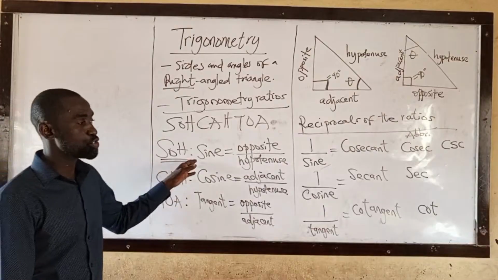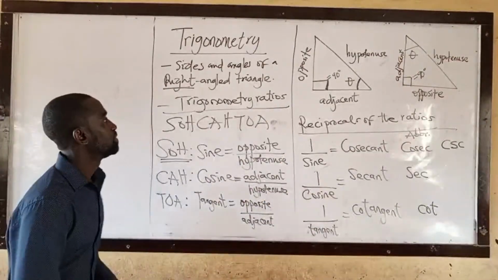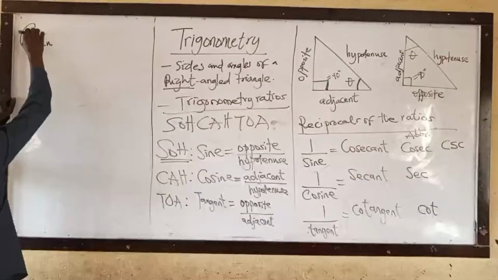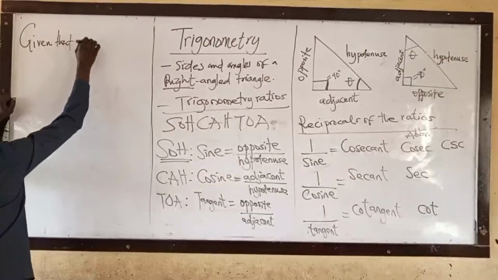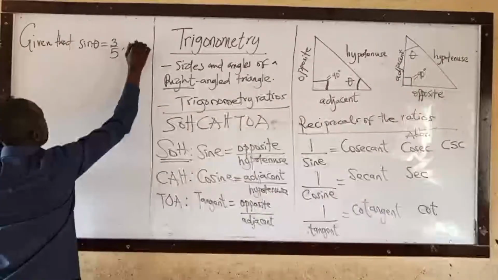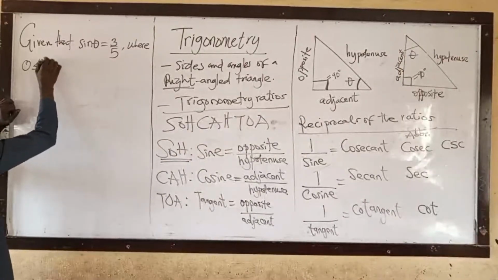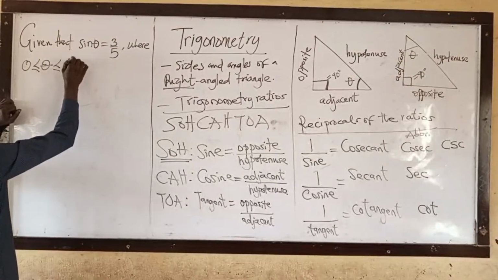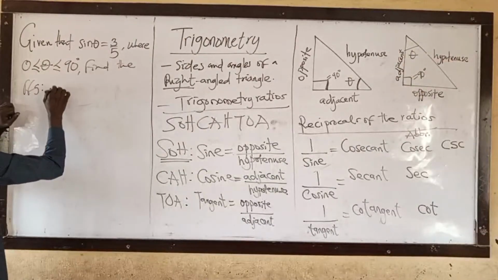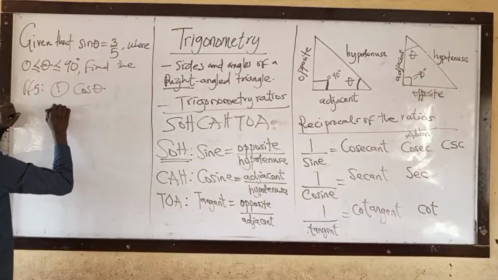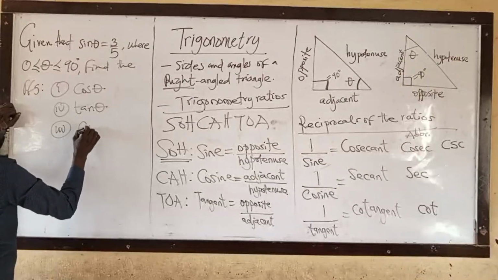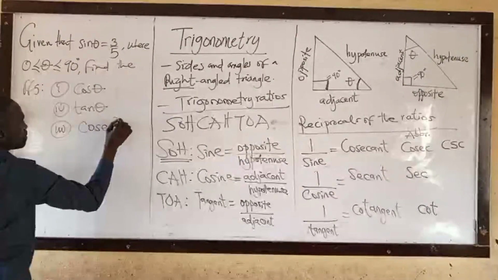So we've established the ratios. See how they ask the question. They will say, given that sin theta equals 3 over 5, where 0 is less than or equal to theta, which is less than 90 degrees, find the following: cos theta, tan theta, and cosec squared theta.